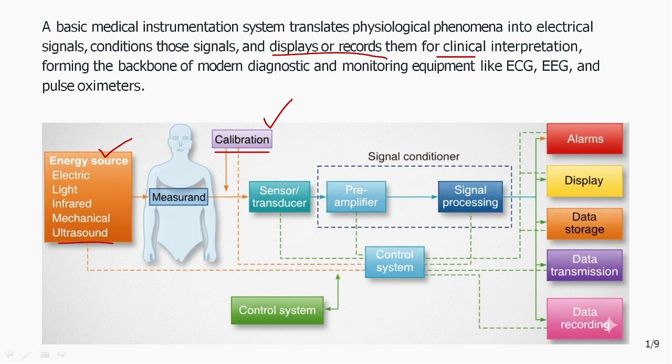Similarly, we have sensor transducers, then we have pre-amplification and signal processing. Inside it also we have some filtering devices, then there is some control system unit, feedback unit is also there. Then once we got that, then we have alarms. We can send that signal for display, we can store that signal, or we can transmit that data, or we can record that data. So one by one we will see what are these blocks of a basic Man-Instrumentation System.